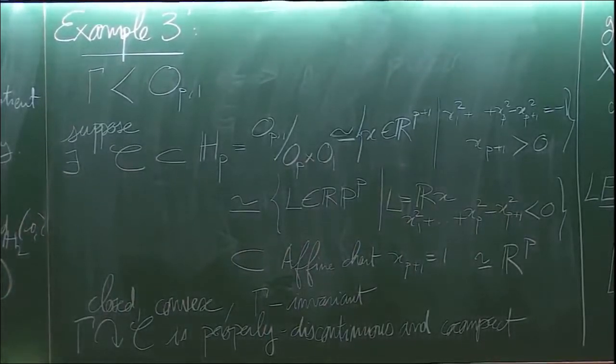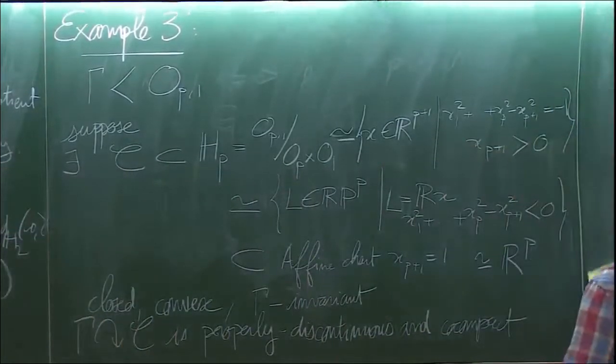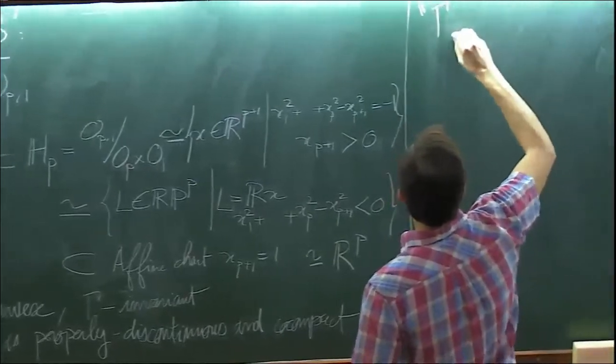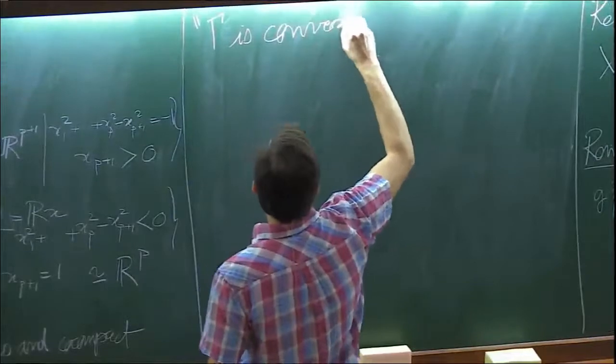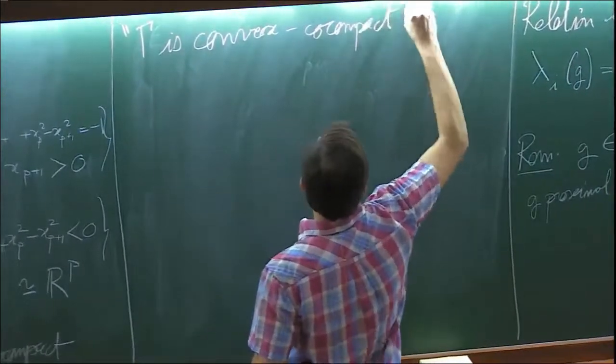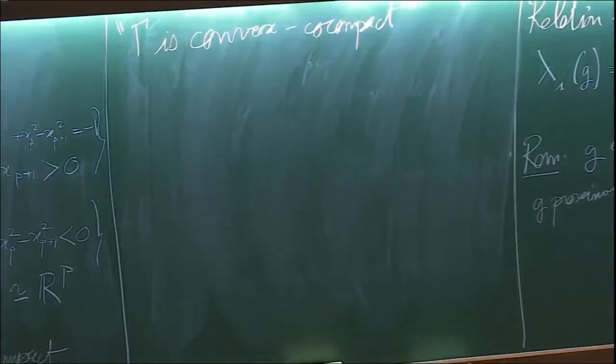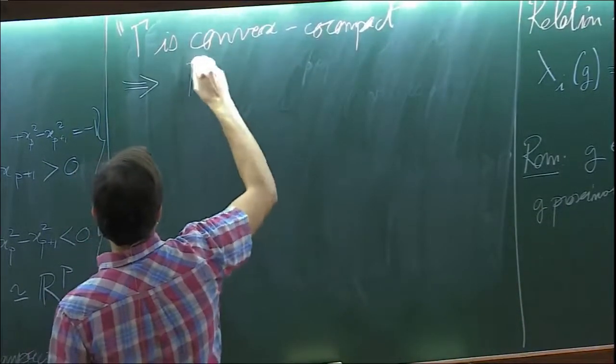It is a situation we had there for p equals 2, and we showed that groups that satisfy this property, in fact, have such a C. So we say that gamma is convex co-compact, if this happens. And maybe in the talk of Francois, there will be convex co-compact subgroups in a different setting. But that generalizes this. And this implies that gamma is Anosov.